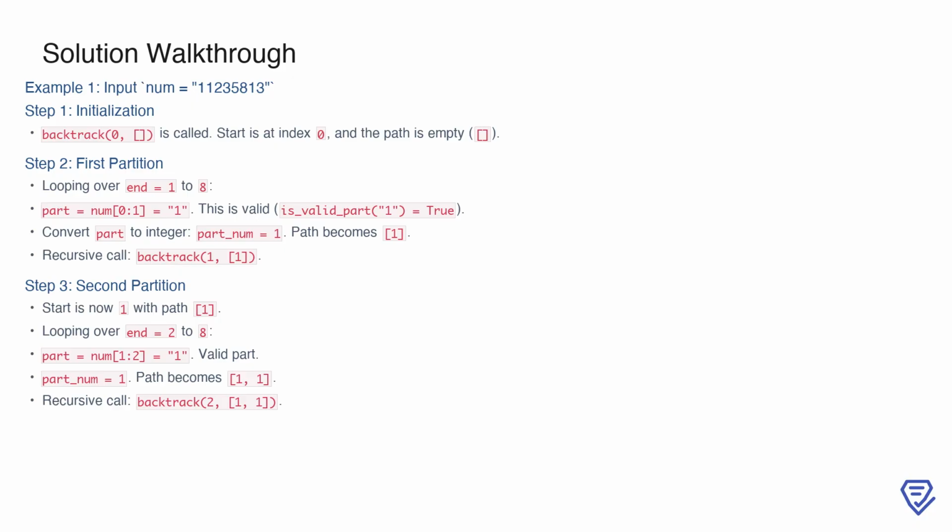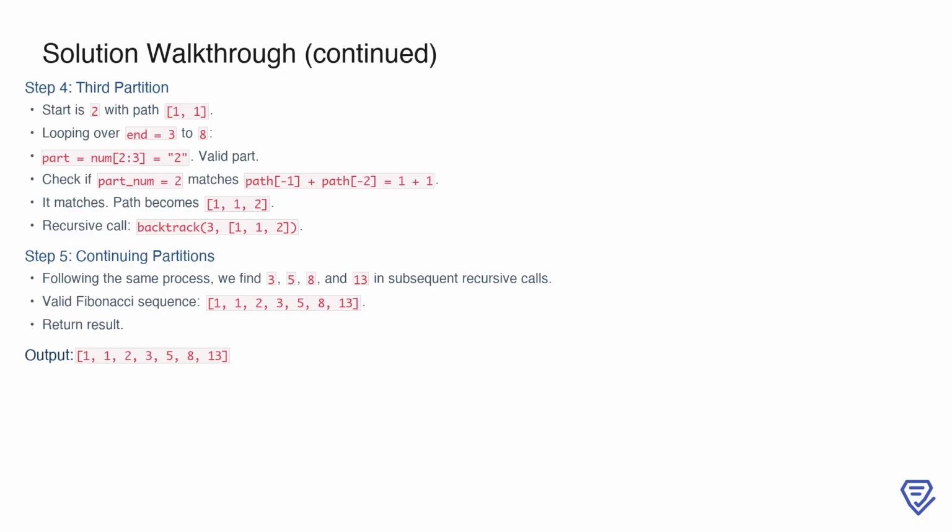For the first partition, we extract the substring number 0:1, which is 1. This is valid because single-digit numbers are allowed, and there are no leading zeros. We convert this part to an integer, resulting in 1, and add it to our path, making the path 1. At this point, we make a recursive call to backtrack, advancing the start index to 1 and passing along the updated path. Now, with the start index at 2 and the path containing 1, 1, we continue partitioning.